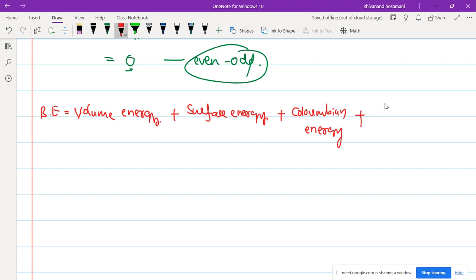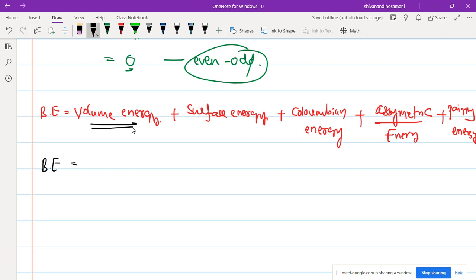Asymmetric energy. Next, another one is carrying energy. See, tell me first. So the total binding energy will be... From volume energy, is it useful, whether it is going to contribute positively or negatively? If the volume is more, then its energy will be more, because more nucleons means more binding energy. So this is going to help increase the binding energy.